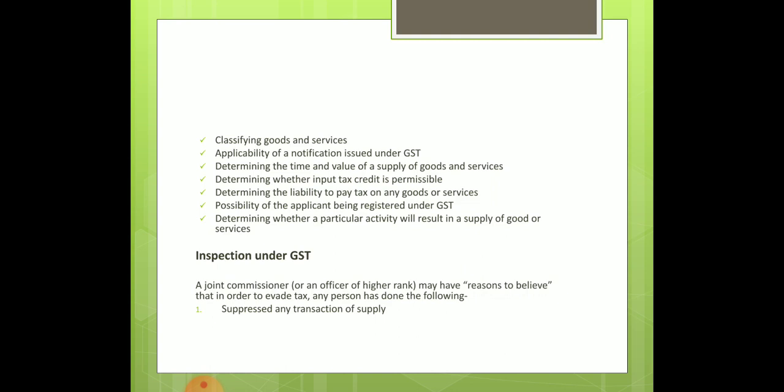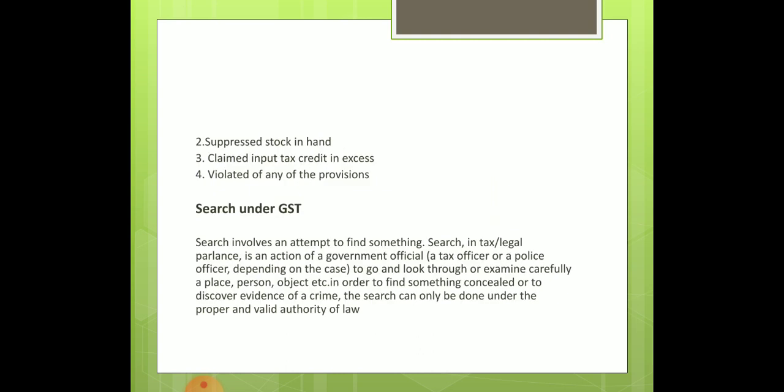What is the inspection under the GST? A joint commissioner or an officer of higher rank may have reasons to believe that, in order to evade tax, any person has done the following. First one, suppressed any transaction of supply, suppressed stock in hand, claimed input tax credit in excess, and violated any of the provisions.